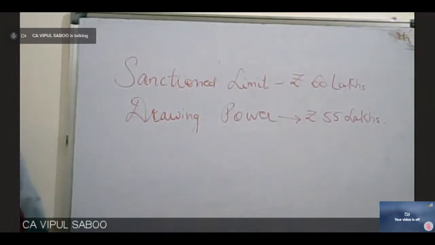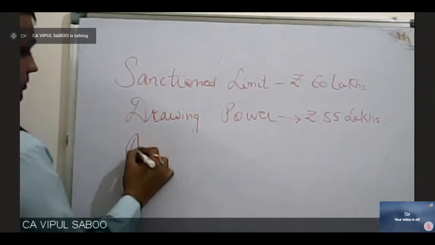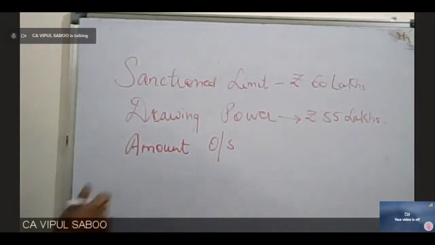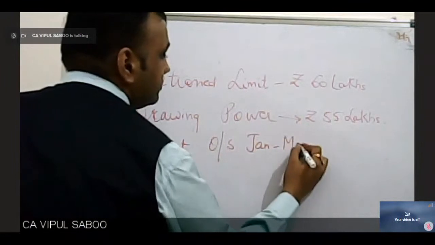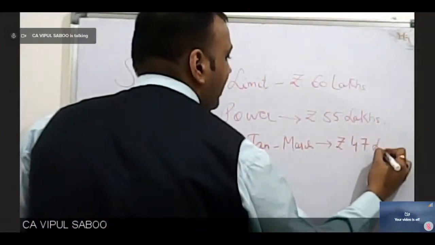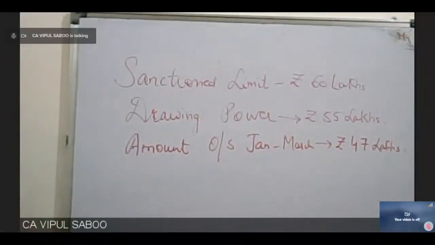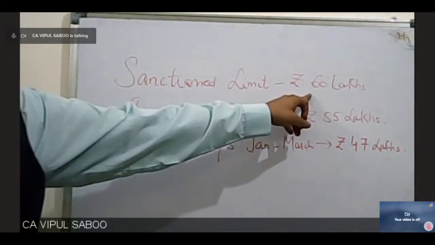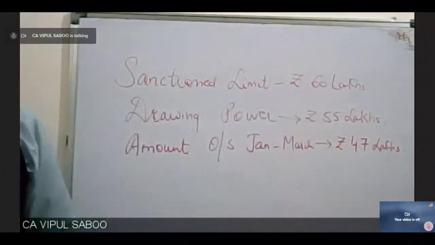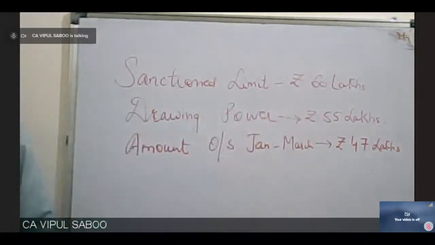Right? And then you have amount outstanding continuously from January to March. You have drawing power of 55 lakhs and you have withdrawn 47 lakhs. It is completely fine. You have withdrawn within your drawing power, right? And Palak, the sanctioned limit is the amount the bank has sanctioned you. The bank has said we give you a loan of this amount, that is 60 lakhs. You can withdraw up to 60 lakhs only if your DP is up to that amount. In any case, even if your stock is more than 60 lakhs, you cannot withdraw more than 60 lakhs. Right?